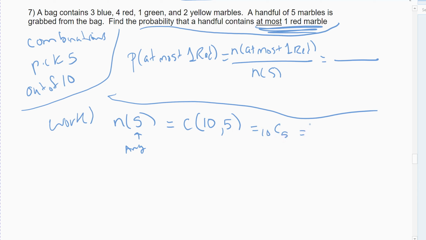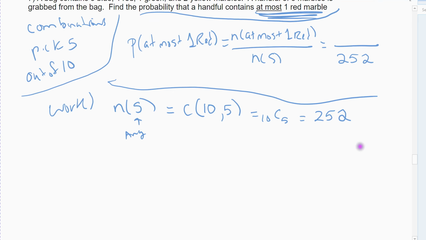Type that in the calculator. Unlike permutation, where you could figure that out without the calculator, without the formula, combinations you can't. Combinations you have to type into the calculator formula. And when we do, that comes out to 252. So that would be the universal set. I figured out the universal set.